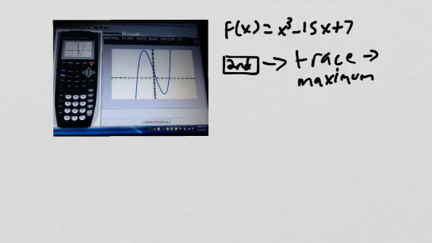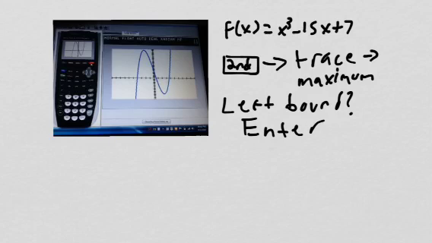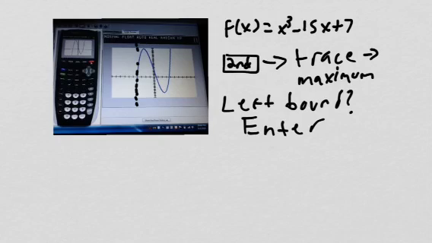Okay, so then you have to pick your bounds. It says left bound, question mark, and you should scroll over until you're to the left of where you think the max is. So it's going to say left bound, and then you hit enter. And then a little line should pop up. There's a line there. And then it says right bound, so you scroll over until you're to the right of where the max is. Hit enter.